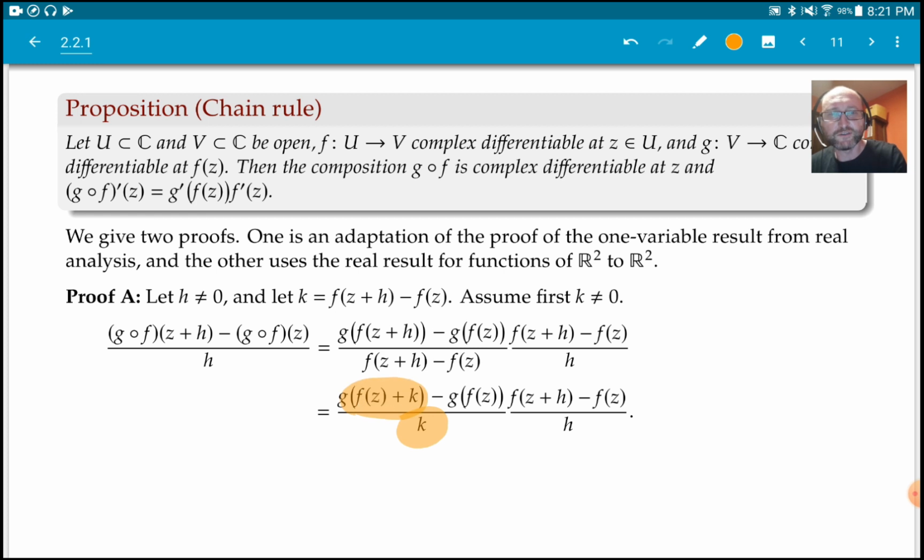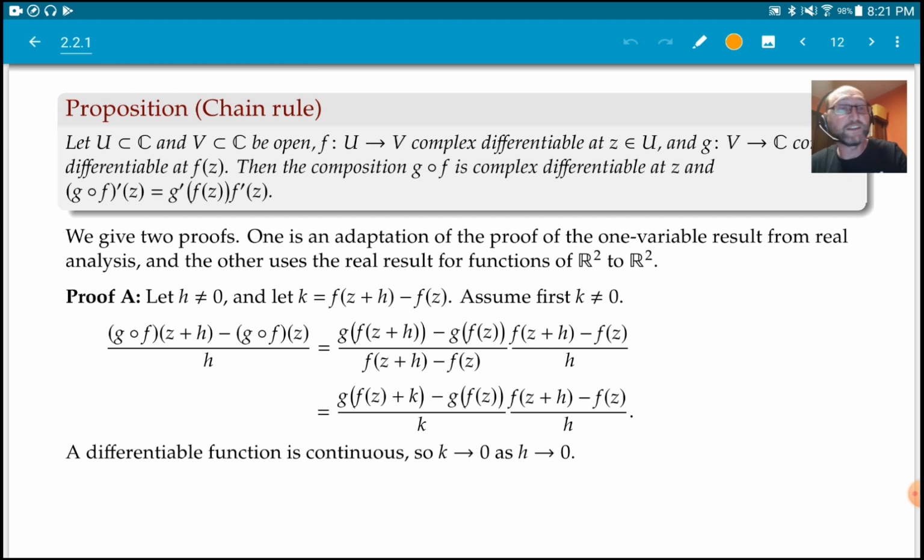Here I substitute for k. Over here, I note that f of z plus h is really f of z plus k. That's just how k was defined. So a differentiable function is continuous, and therefore k goes to 0 as h goes to 0, because f is continuous. So we have that as h goes to 0, also k goes to 0. And so now we have basically the right thing. We have the difference quotient over here for g at f of z, and the difference quotient over here for f at z.